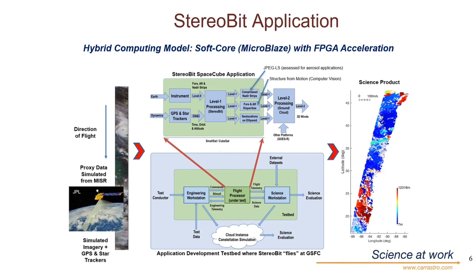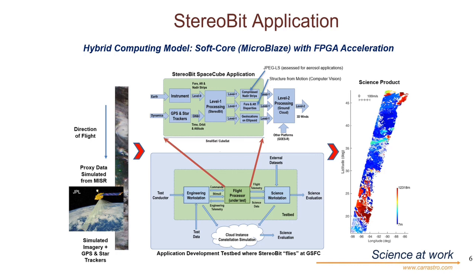The StereoBit SpaceCube application is the level 1 processing for the Stereo 3D Wind science application just described. It is computationally intensive and implemented on board to fulfill a new observing strategy approach for a Stereo 3D Winds constellation. The upper block diagram shows the functional components of StereoBit comprising context image compression, structure from motion, disparity calculations that are the basis for extracting wind tracer heights and wind motion, and pixel geolocation.